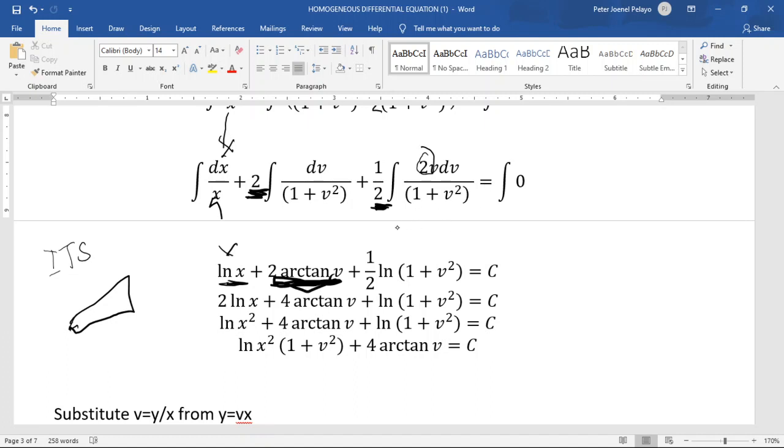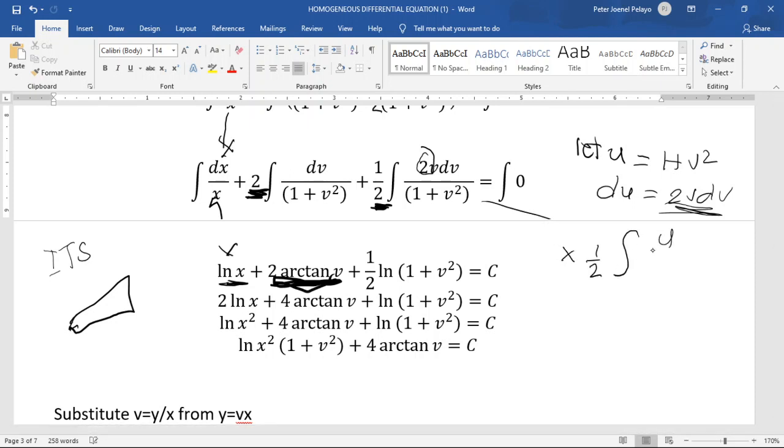So, ito, for the third term naman, we will use the integration by substitution where let u is equal to 1 plus v squared and du is equal to 2v dv. Tama? So, ito yung 2v dv. Ayun. So, ito magiging 1/2 integral of du over u. So, 1/2 ln u where u is 1 plus v squared. Okay?